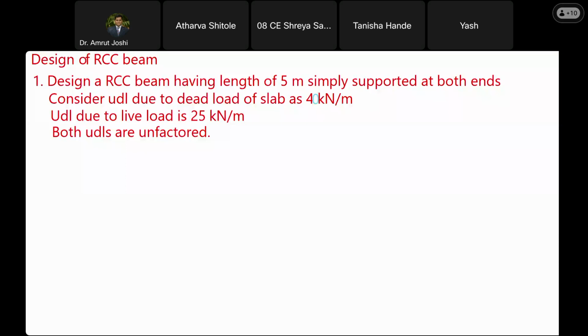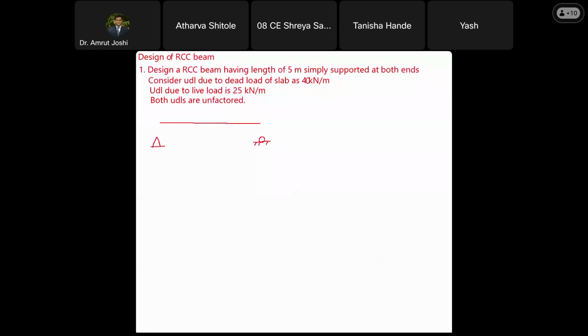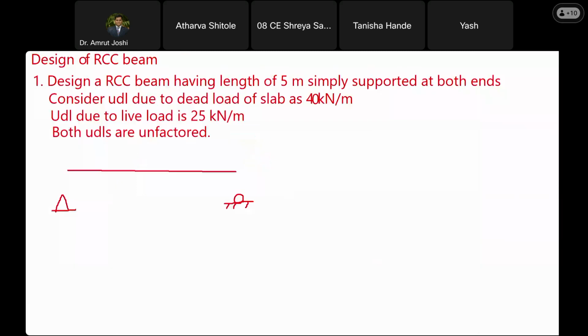So now let us first draw the diagram of this beam. How does this beam look like? So this is a beam of length 6 meter, and it is supported at both ends by simple supports. Simple supports look something like this. One end is hinged, another end is roller. It is going to look something like this. Are you with me, Shreya? Yes, sir. So I have shown this, and it is subjected to UDLs due to dead load of slab and live load on the slab.